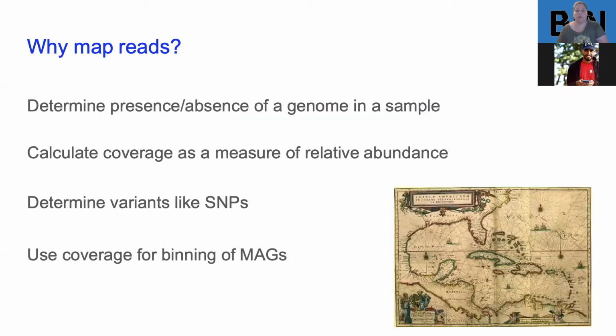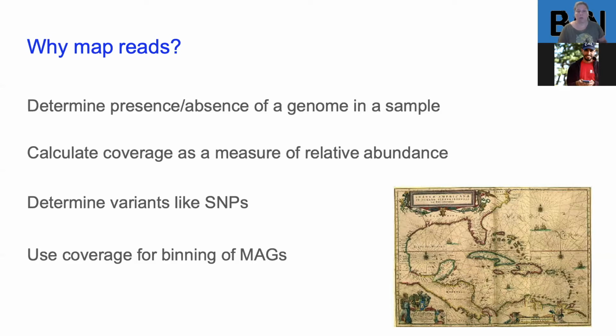Now, why would you want to map reads at all? Reads give you information about whether a genome or an organism is present or not in a sample. It can tell you what is its coverage, so it's sort of a measure of relative abundance of the genome in a sample. You can tell if there are variants or different strains of this genome by using reads to look at single nucleotide variation. And then finally, you can also use the coverage that you calculated to bin MAGs, or metagenomic assembled genomes.